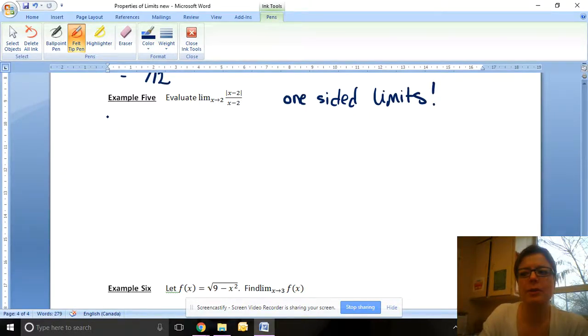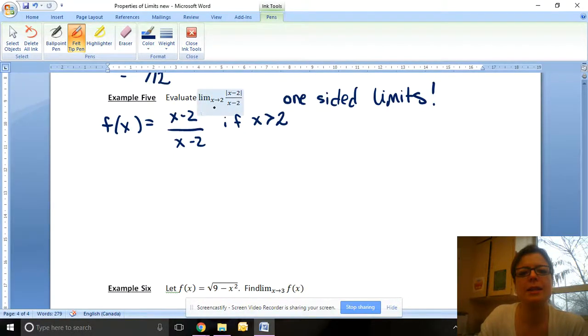Okay, so think about this. This function can be rewritten as (x - 2) divided by (x - 2) if x is greater than 2. Because if x is greater than 2, then the numerator is just a positive number and nothing changes.